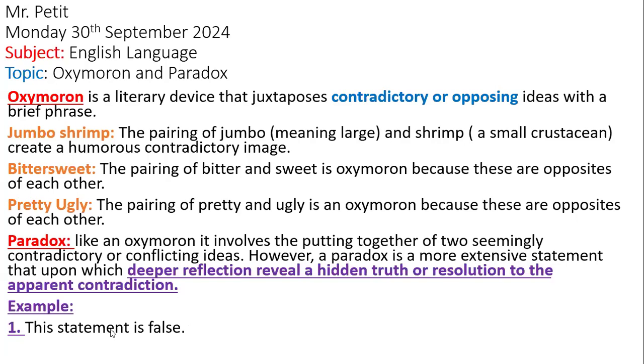"This statement is false." So if this statement is telling you that it's false and it's true, then what do you believe? Do you believe that the statement is true or do you believe that it's false? I think it's false. It's saying it's false. But it's telling you. Now that's a paradox.